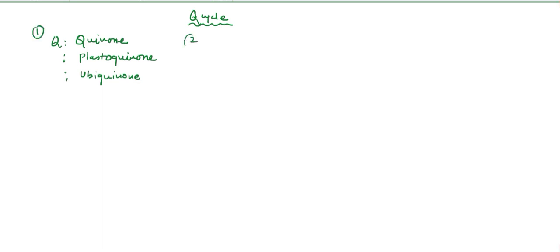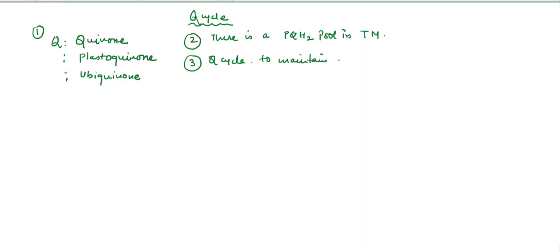And second point, there is a PQH2 pool in thylakoid membrane. Third point, Q cycle is important to maintain this PQH2 pool.